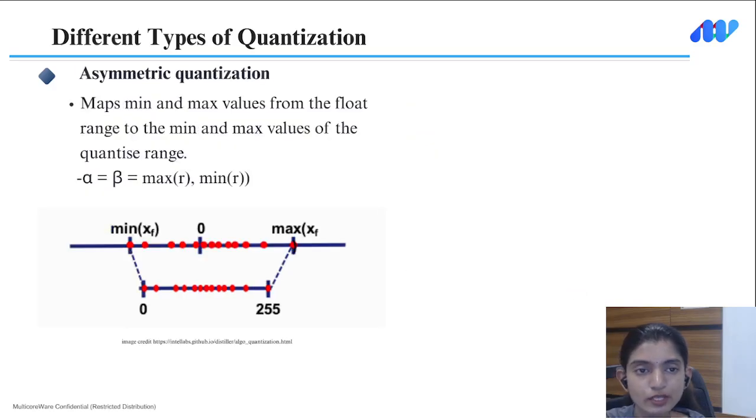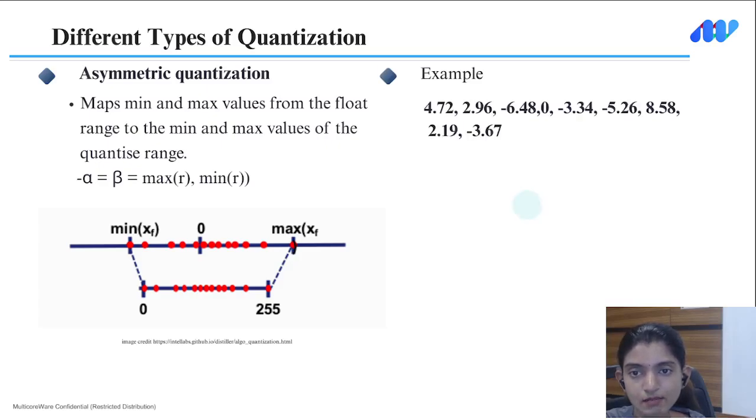Now moving on to asymmetric quantization, the min-max value from the floating range will be the min-max value of the quantized range also. So minus alpha and beta will be the max and min values. In this case, the data we assume is not normalized across 0. We do have an offset, a 0 offset value. Let's see an example. These are the inputs.